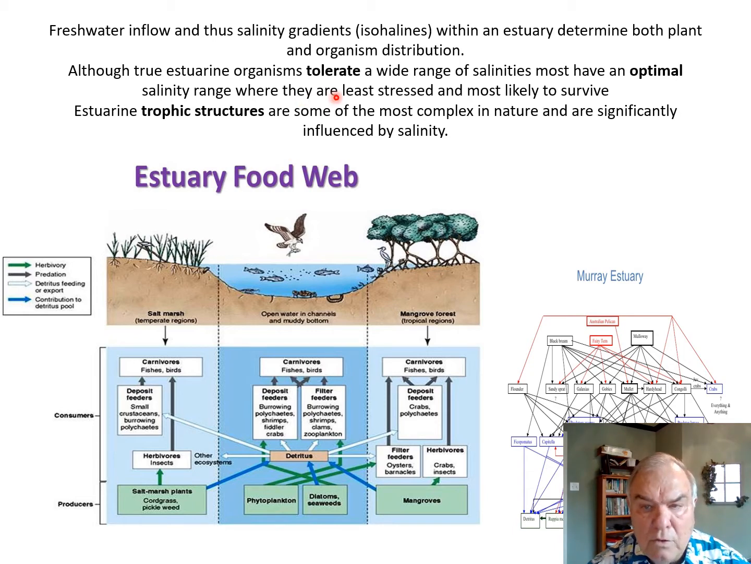So you'll see zonation, say, going up onto the shoreline. You'll see, as I mentioned yesterday, the seagrasses growing in the clearer part of the estuary closer to the Gulf of Mexico. Again, estuarine trophic structures, that is, feeding structures, are some of the most complex in nature. And again, most are significantly influenced by salinity.